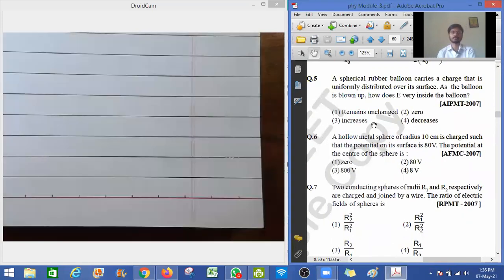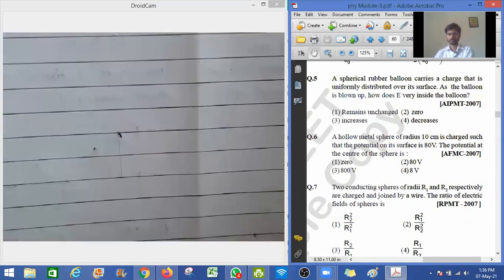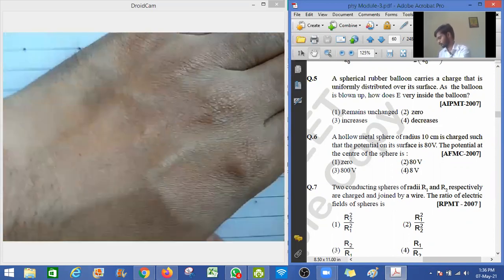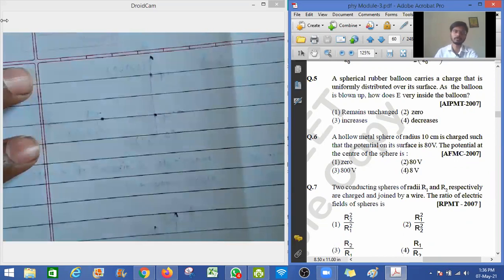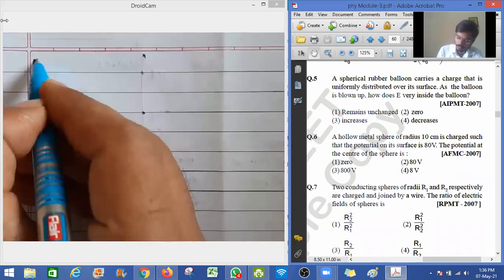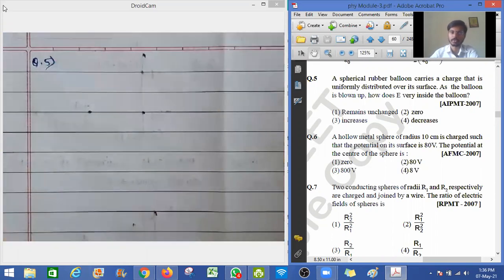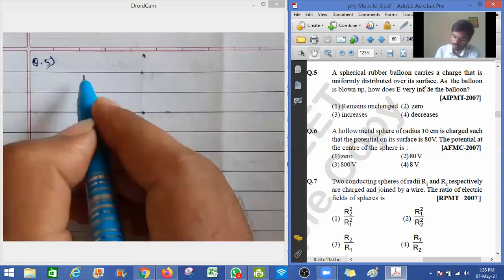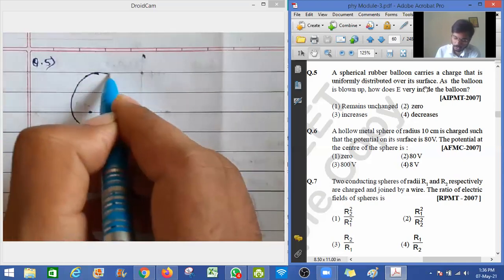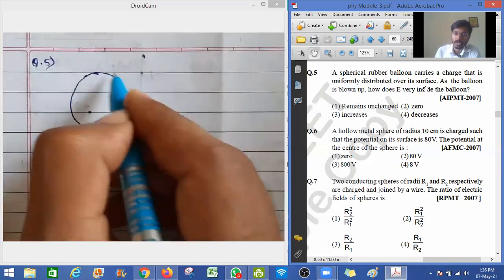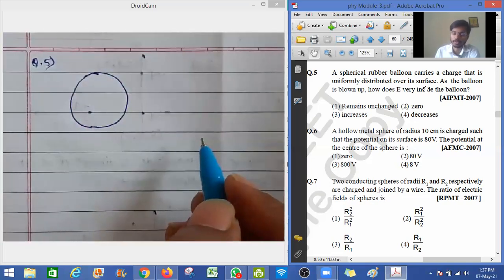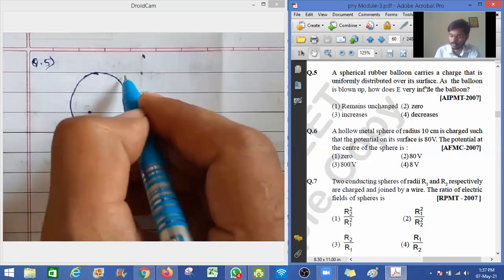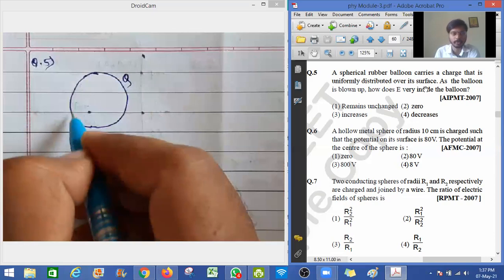Let us deal with the next question. Fine. Let's see what is the question. Let us read it. A spherical rubber balloon carries a charge that is uniformly distributed over its surface. So we have a spherical rubber balloon. What is the charge? It is uniformly distributed over its surface. Okay, that charge we just don't know. Let's say the charge is Q and it is uniformly distributed over the surface of the balloon.